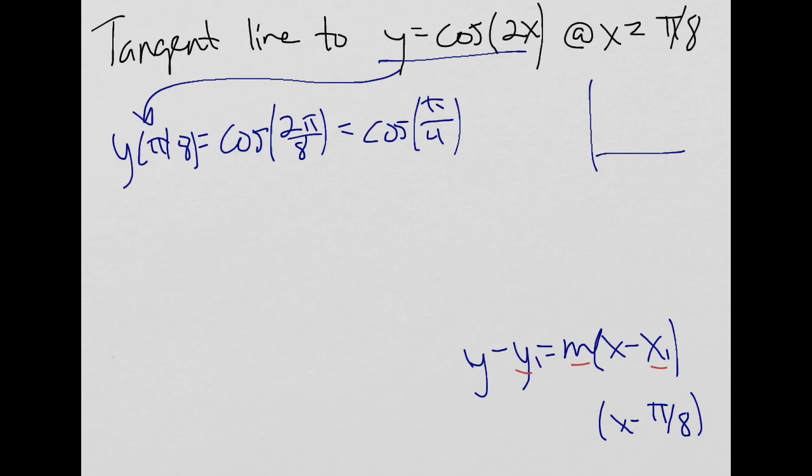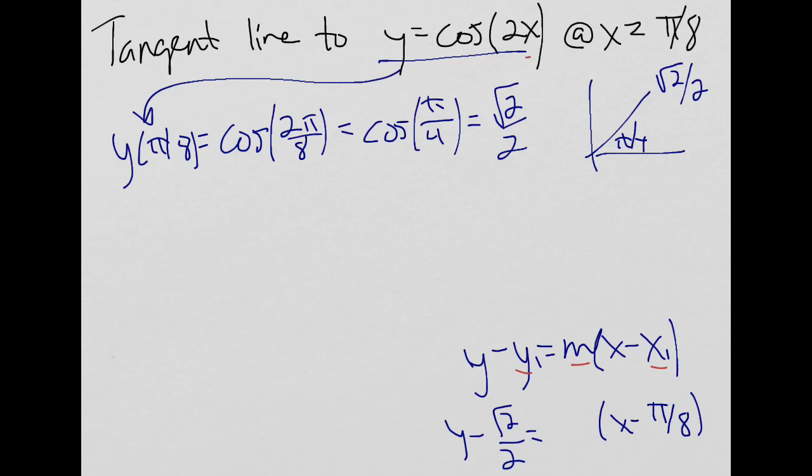Now, shouldn't be too bad with the trig stuff. That's the 45-degree angle. You should know that both the x and the y values at 45 degrees, or pi over 4, are root 2 over 2. So that gives me that this value is root 2 over 2. So that's my y1. So I'm going to write y minus root 2 over 2 like that equals, and now I just have to fill in that last piece.